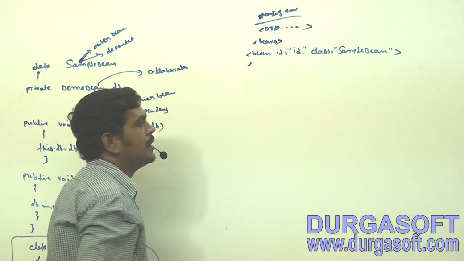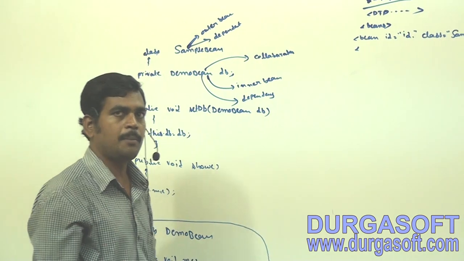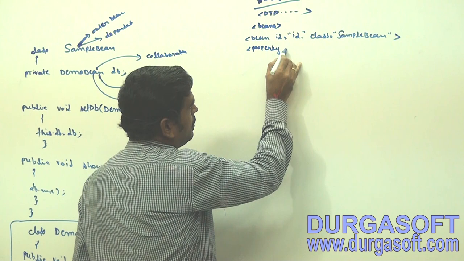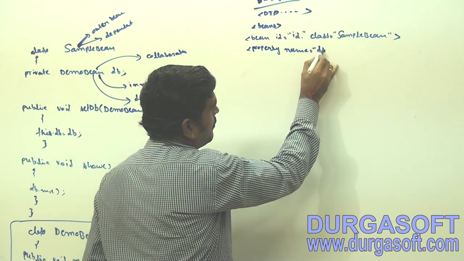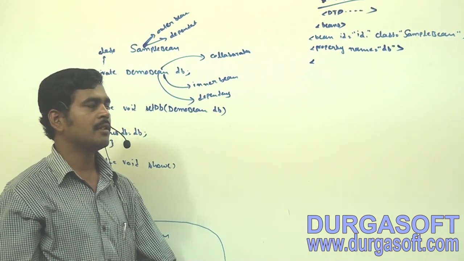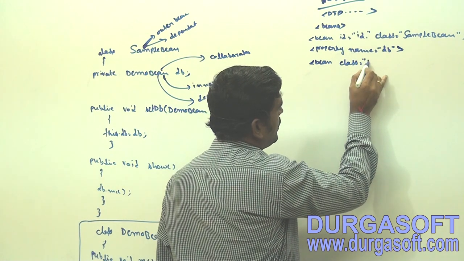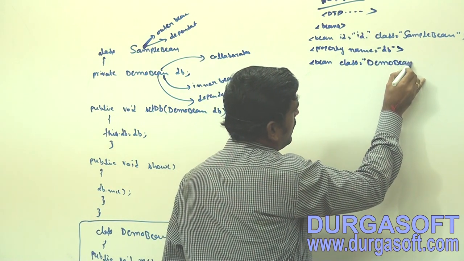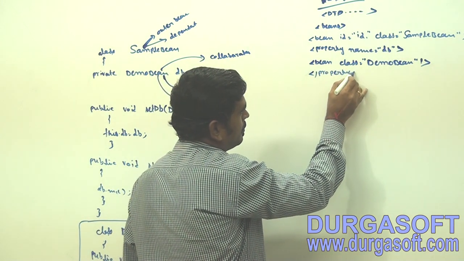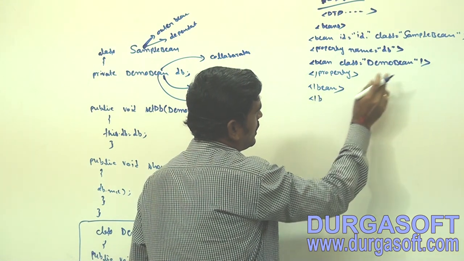Then next, we have to take the property element. Why? Because here I am following setter injection, so we have to take the property element. Property name is equal to db. Then after that, we have to configure the inner bean. Bean class equal to DemoBean. We can configure the inner bean like this. After that, close the property. Then next, close the bean, then close the beans. This is the outer bean, and this is the inner bean, which I closed here itself.